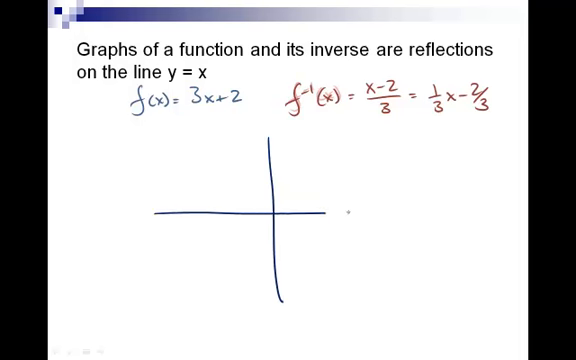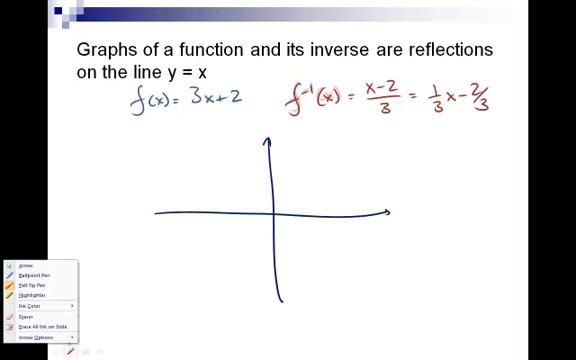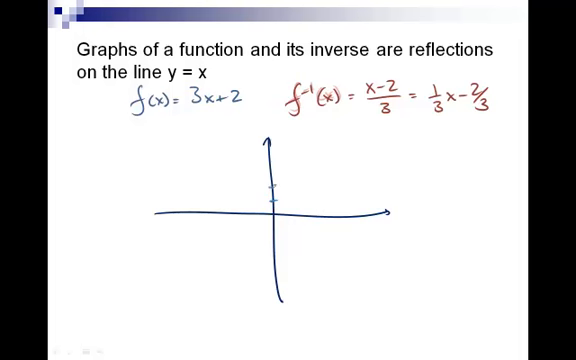So here is my graph. Let's graph the first one. That's the color I used. Up 2 with a slope of 3.